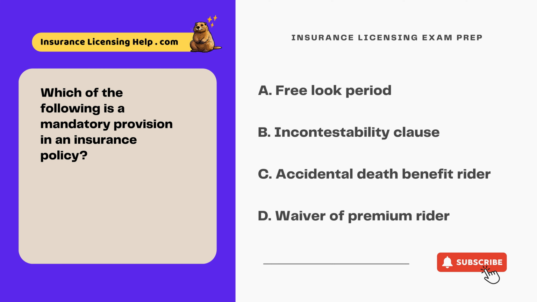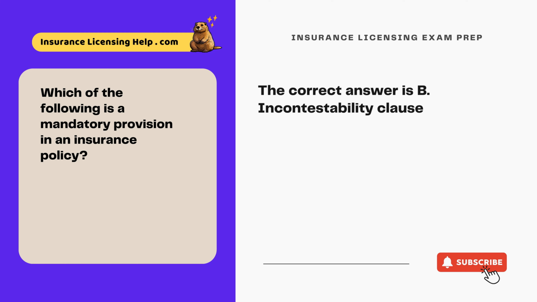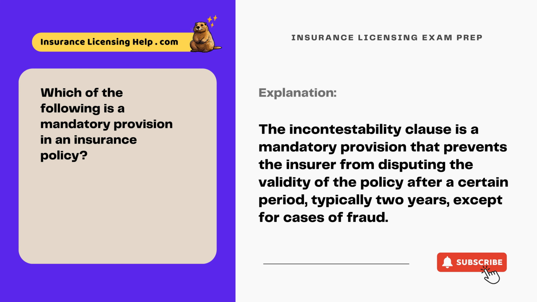Which of the following is a mandatory provision in an insurance policy? A, free look period. B, incontestability clause. C, accidental death benefit rider. D, waiver of premium rider. The correct answer is B, incontestability clause. The incontestability clause is a mandatory provision that prevents the insurer from disputing the validity of the policy after a certain period, typically 2 years, except for cases of fraud.